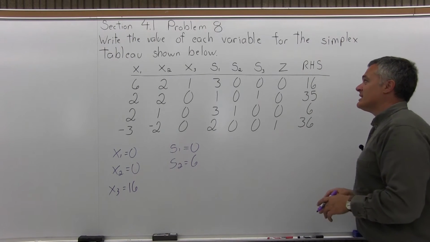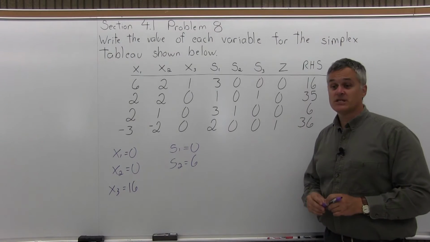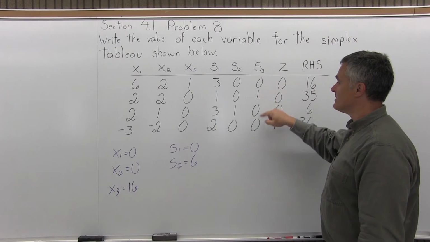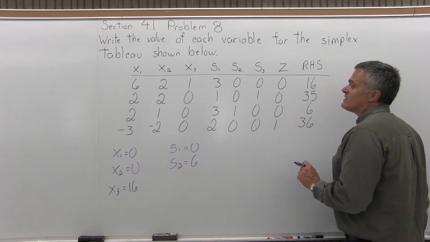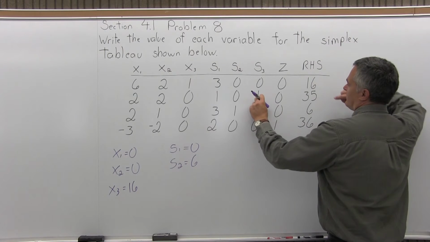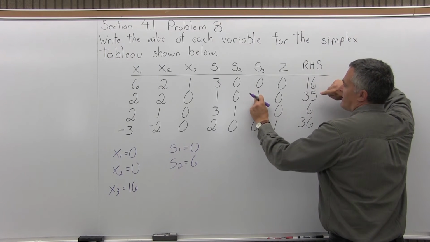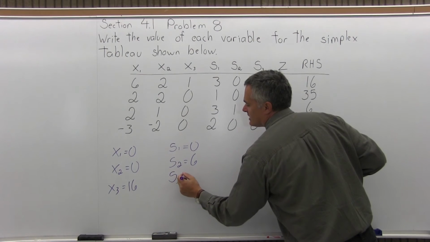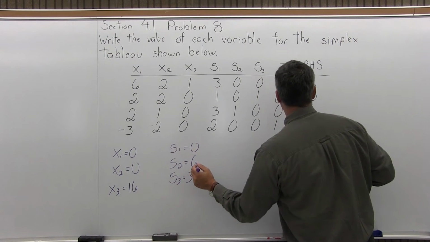The next one is S3. It also has a special column. If you look in the S3 column, it's all zeros and a single one. It goes 0, 1, 0, 0. So it has a non-zero value. The height of the 1 is 1 down from the top. So if I go to the RHS column, 1 down from the top, I have 35. So S3 is 35.